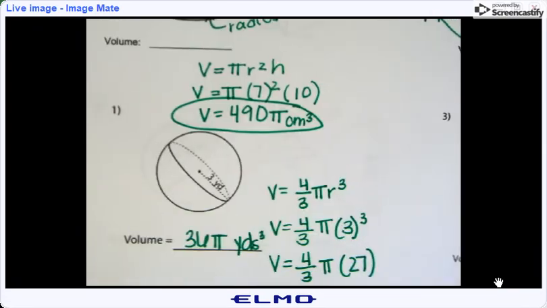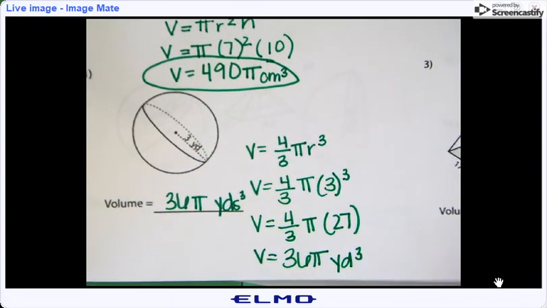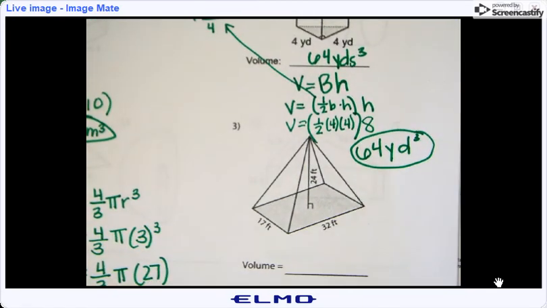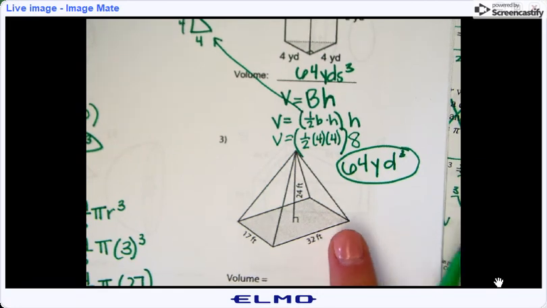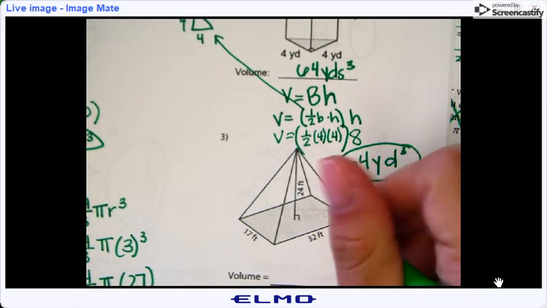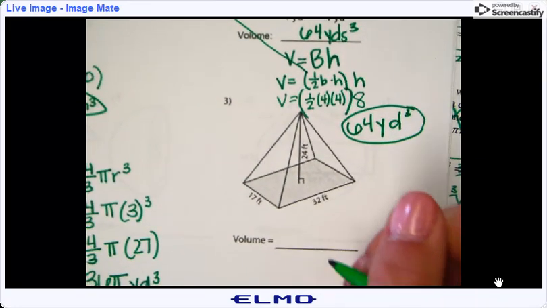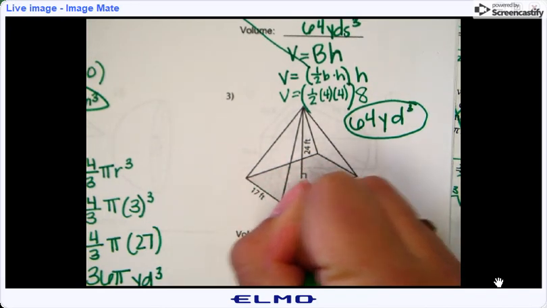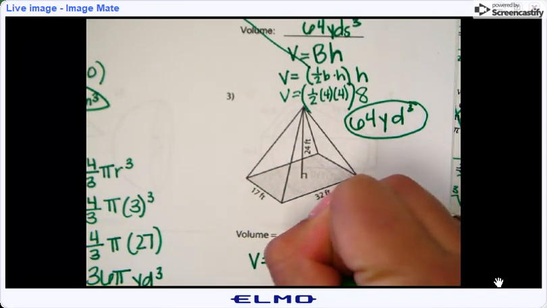So my volume for this is 36 pi yards cubed. Okay? All right, so that's volume of spheres. Spheres are easy because they really only have one dimension you have to worry about. This one is a pyramid. So if you look, this volume formula is 1/3 big B times H.